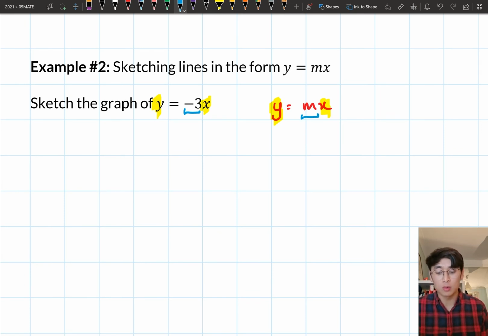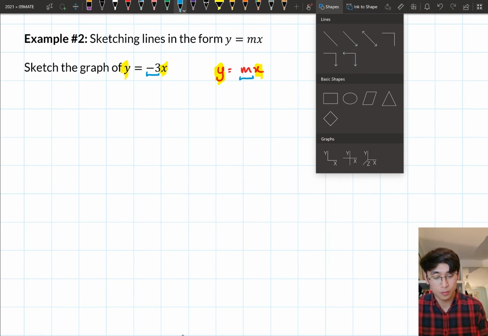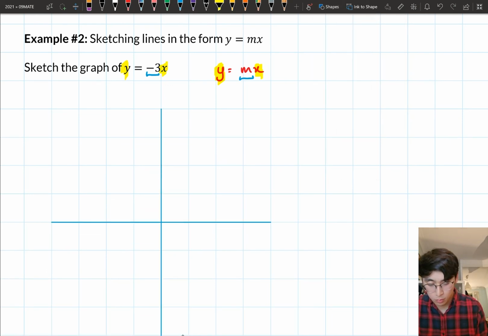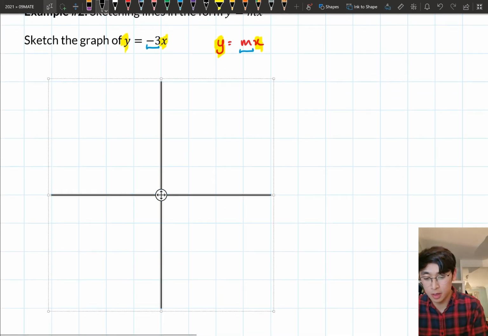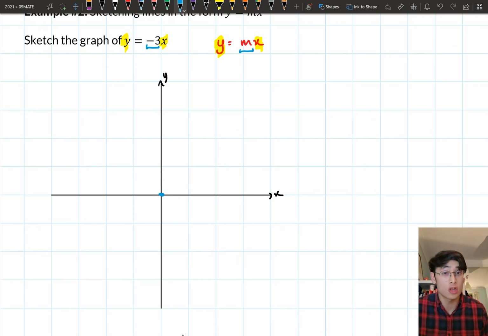So if we're graphing this, what we need to do is I'm going to draw my Cartesian plane. Here we go, my Cartesian plane. We've got y and x. I'm going to put in a dot at the origin, 0, 0. My first step, put a dot at the origin, 0, 0, because that is the intercept that we're going to pass through for this particular line.